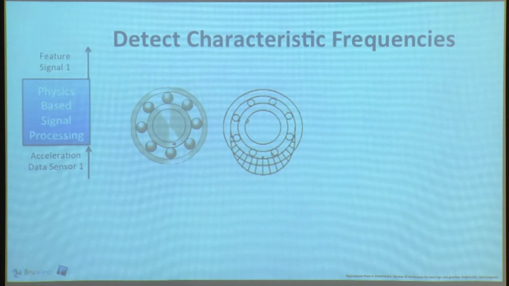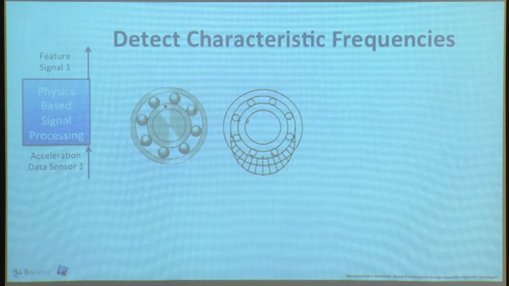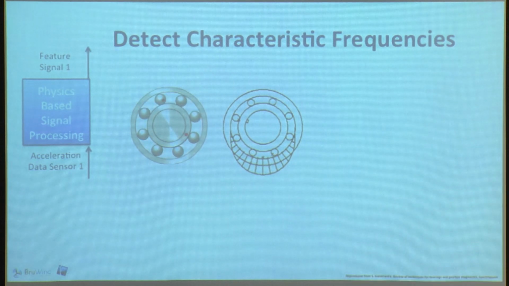I will go a bit deeper into the block. So what is this physics-based signal processing? I again have my animation here, of the bearing. You can see that it's spinning around. When you know the speed of the shaft, you also know how fast these rolls are moving, and this gives you information about what their current condition is.